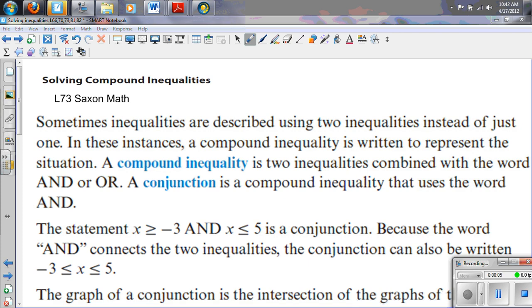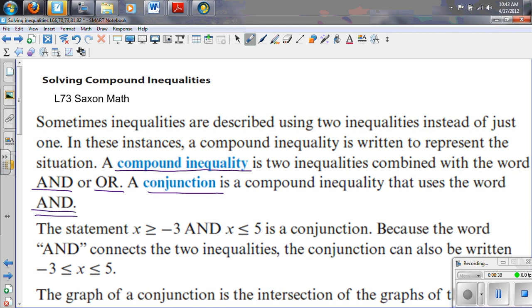Solving compound inequalities. Sometimes inequalities are described using two inequalities instead of just one. When this happens, a compound inequality is written to represent the situation. And we have two different kinds of compound inequalities. One is with the word "and" and the other is "or." And the "and" one is where the two parts cross each other, basically, and that's called a conjunction. So in conjunction is the word "and."